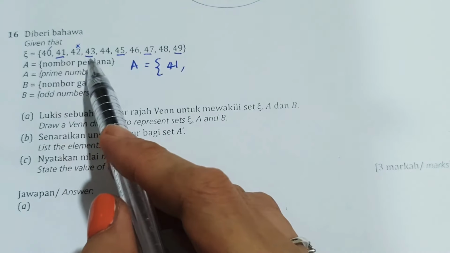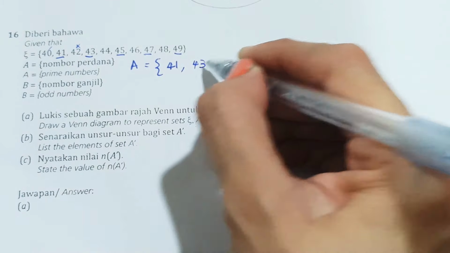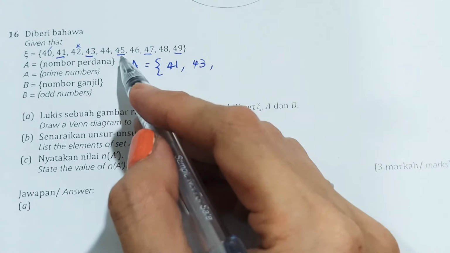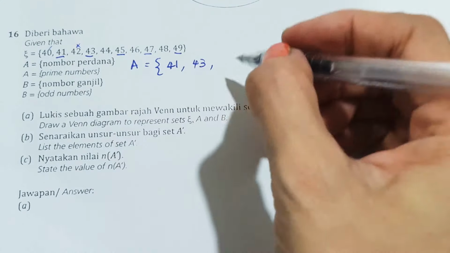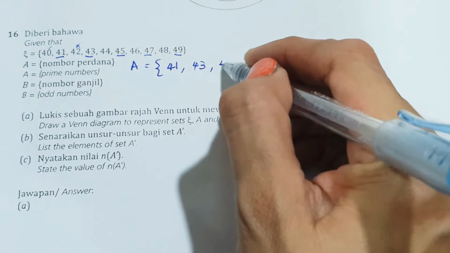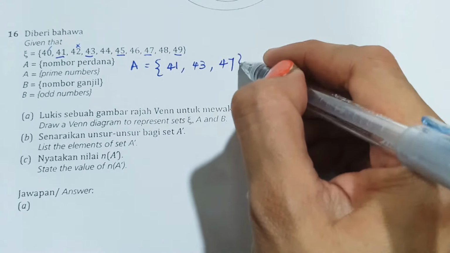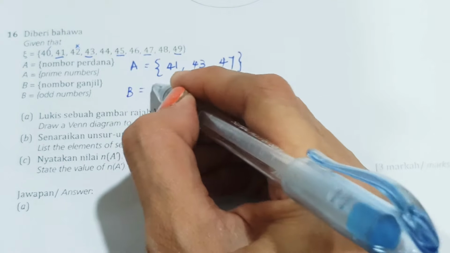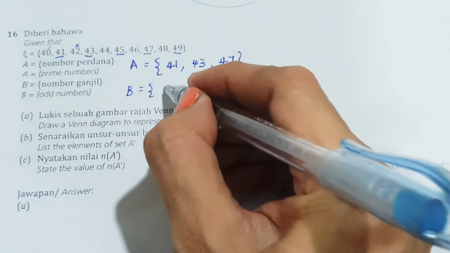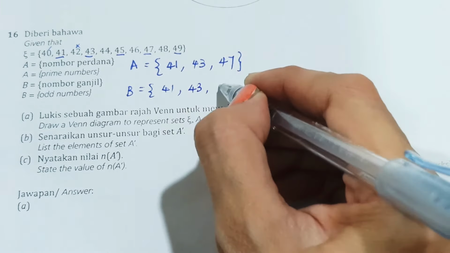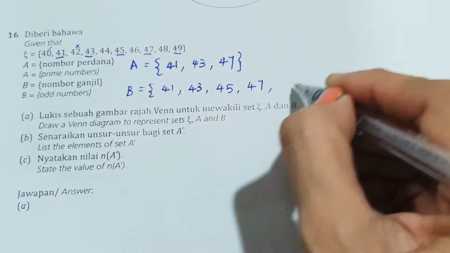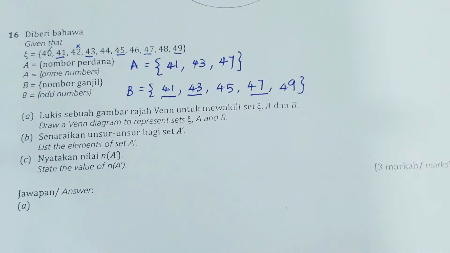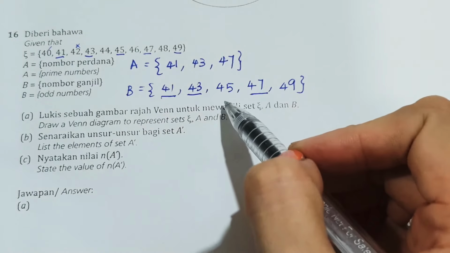Now check one by one. 43, well, it is a prime number. Can't find a third divisor except itself and number 1. Next, 45 can be divided by 9, so it's not a prime number. 47, yes. 49 can be divided by 7, so it's not a prime number. Next, B are all the odd numbers. So the odd numbers will be 41, 43, 45, 47, and 49. Do you notice that 41 here, 43 here, 47 there? That shows that A is in B.